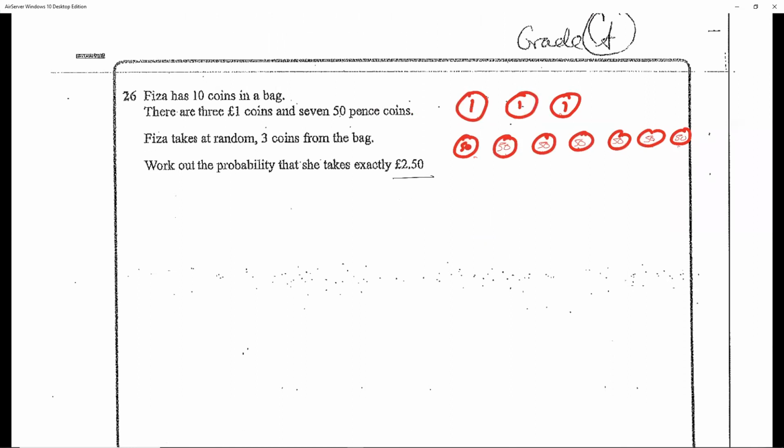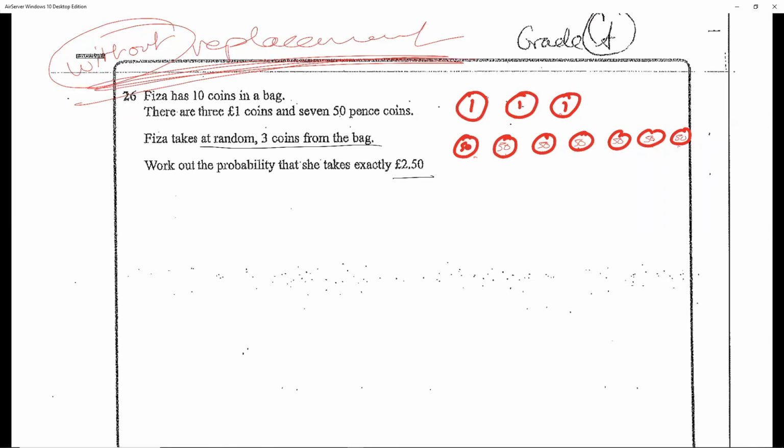Now, she takes a random 3 coins in the bag. Has she mentioned that she put any of them back in? No. So what do we assume? If she didn't say that she put them back in, she didn't put them back in. So this question is also without replacement. Okay, lovely.